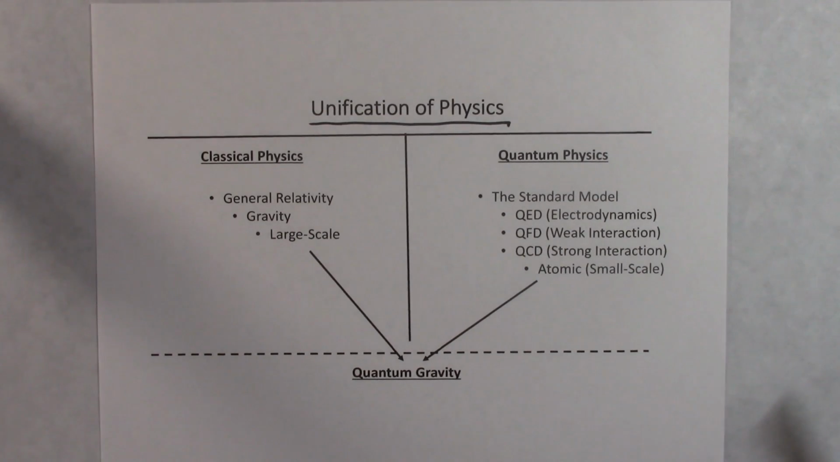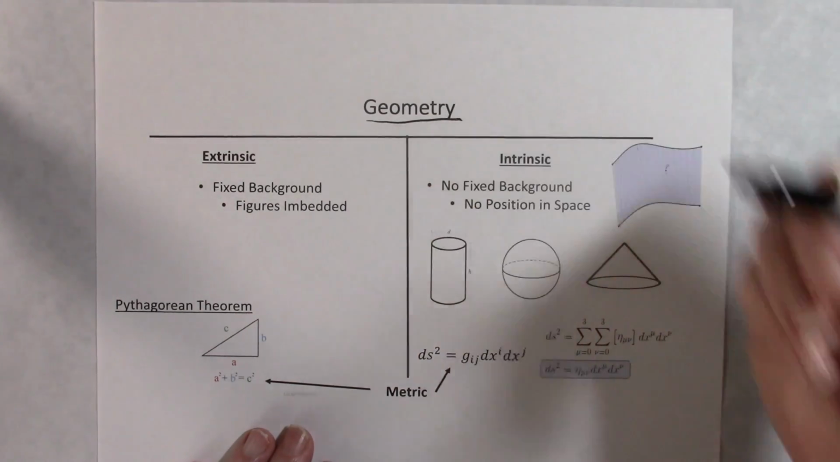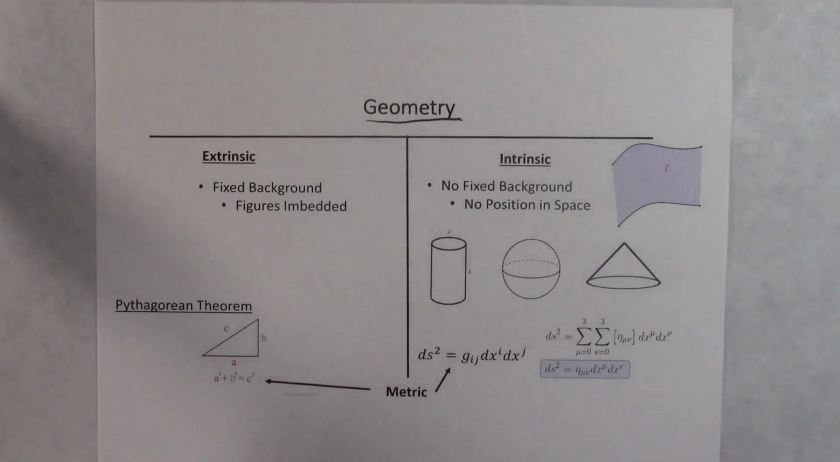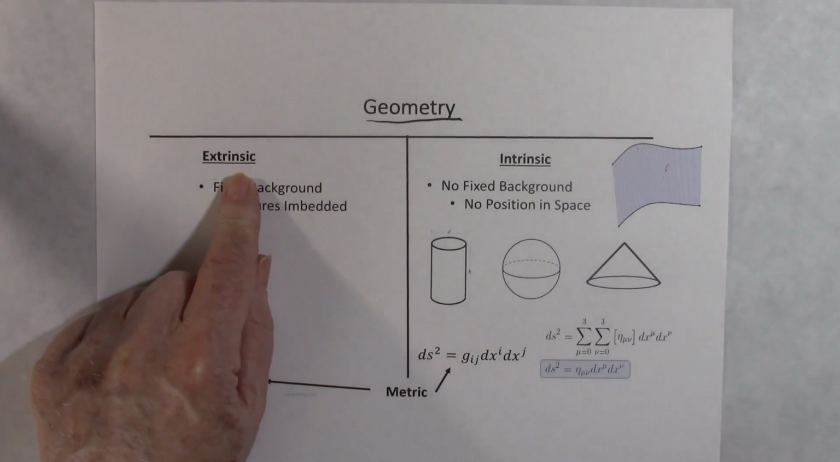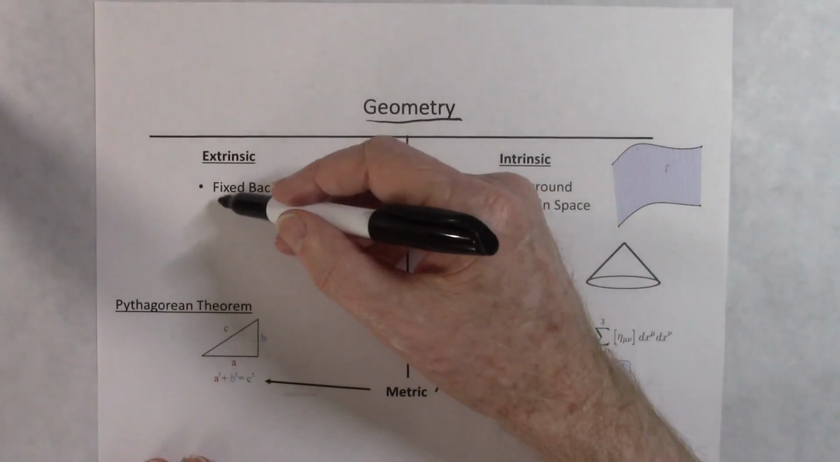So let's get to general relativity. Before we discuss general relativity directly, we're going to have to learn a few things about geometry. Now, you might not know this, or maybe you do, that there are really 2 kinds of geometries. One we call extrinsic, and the other we call intrinsic. So what's the difference? Well, extrinsic geometries have a fixed background.